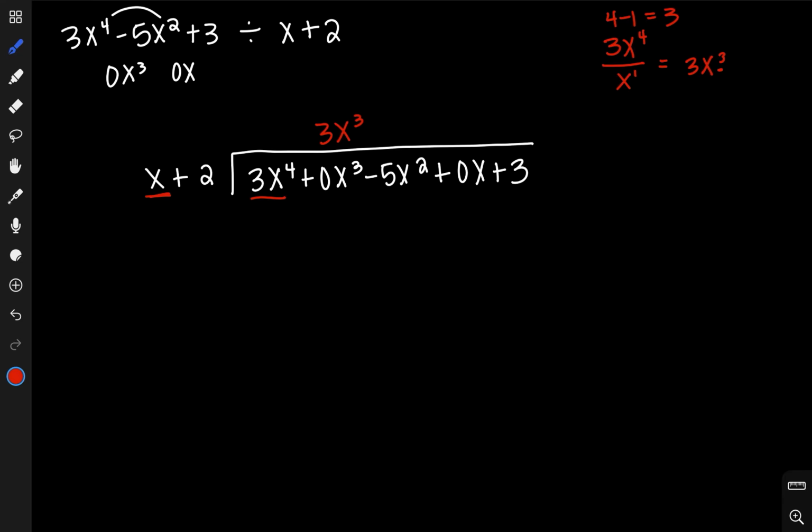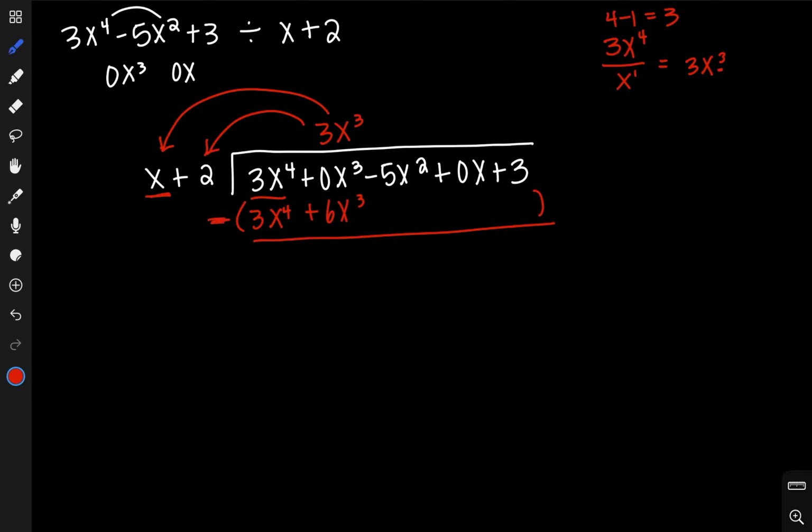Now we're going to take this number and multiply it by x plus 2. So 3x to the third times x is 3x to the fourth. 3x to the third times 2 is plus 6x to the third. Now we're going to subtract the whole thing like we do in division. So 3x to the fourth minus 3x to the fourth is 0. 0 minus 6 is negative 6x to the third. Negative 5 minus 0 is just negative 5x squared. And 0 minus 0 is just 0. And 3 minus 0 is 3.